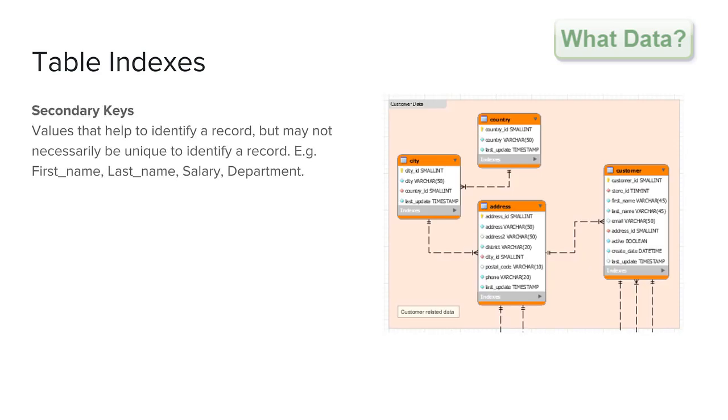Next, we have secondary keys. While secondary keys are typically non-unique, they can be used to help identify a row of information. For example, values such as first name, last name, salary, department, country can help us to identify a given row. And for such keys, we can gather what is known as statistics on these values to help us with our queries within the data warehouse.